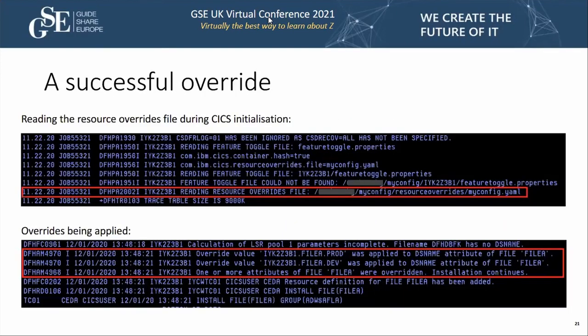Okay, so for successful overrides, we get all the usual nice messages that you would expect from CICS. So here we are seeing us reading in the toggle. This happens straight after the feature toggle processing happens. You'll see us saying reading resource override file. We'll give you the name of the resource override file we read in. And when they're applied in the message user, you'll get the DFHAM messages that will tell you what was applied, what attributes changed, and what the override value is. That will allow you to understand the install of the file and then any overrides as they're applied to it. So you see here we do the overrides and then we install the file.